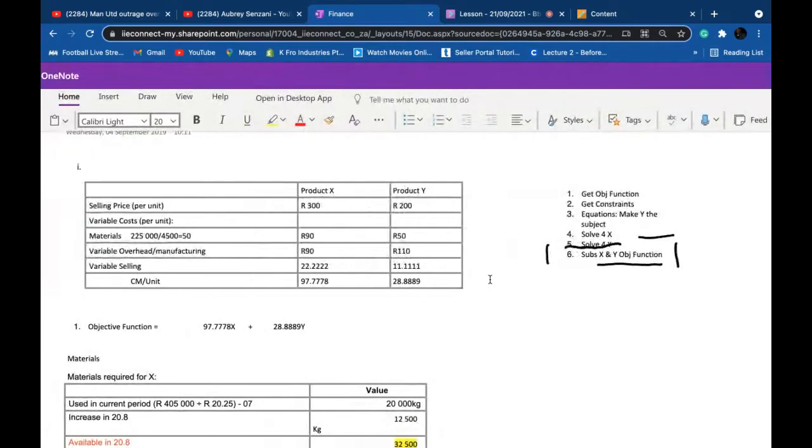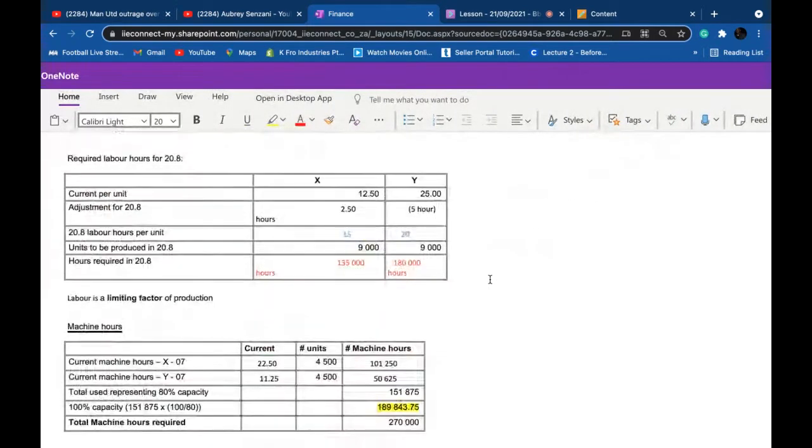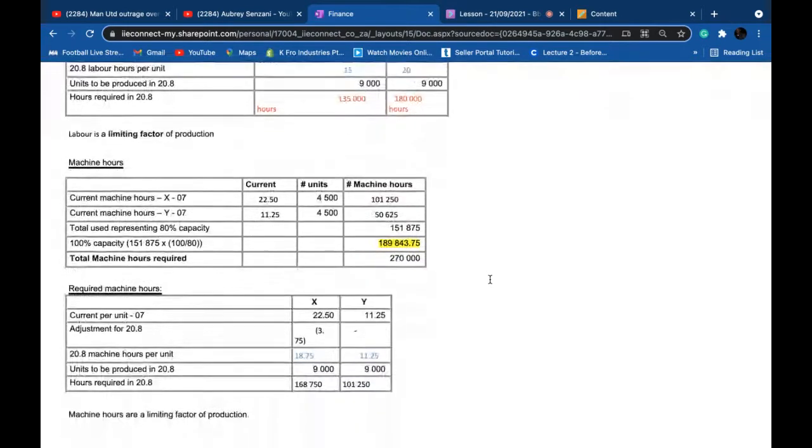Now, with 4.2, here's what they call shadow pricing. Shadow pricing isn't with our limitations. Let me go back to our limitations just to show you what I'm talking about.